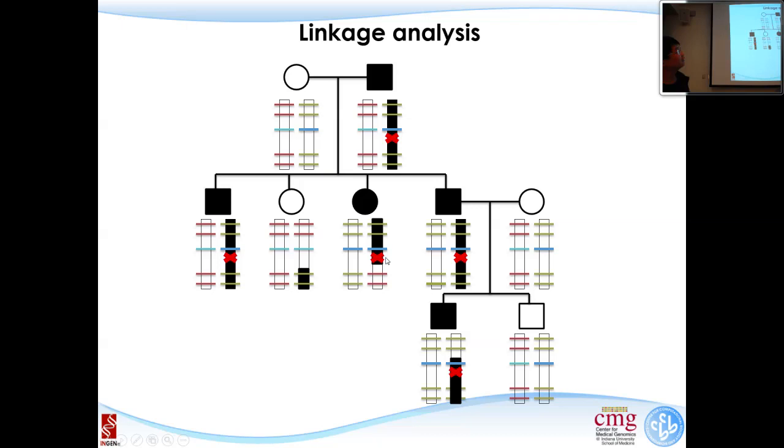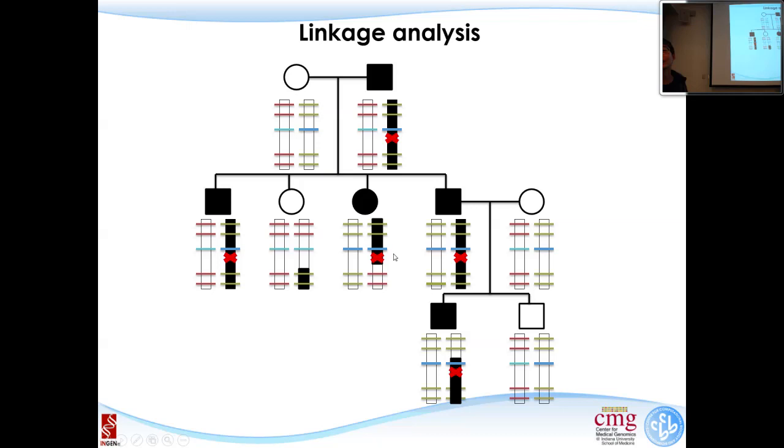So this recombination is related to the physical distance. If they are close to each other, the chance of recombination is very small. So for these two markers, because they are far from the disease locus, there is recombination, and the same thing for these two. But this blue marker is very close to the disease locus, so it's always passed to the offspring together. We call this linkage.